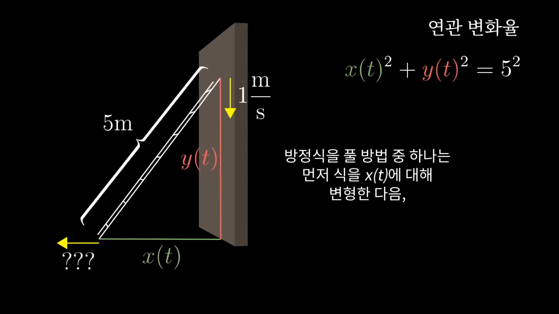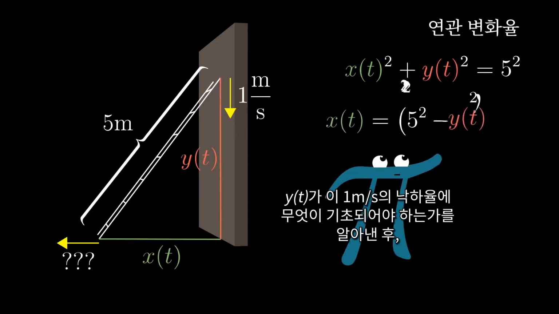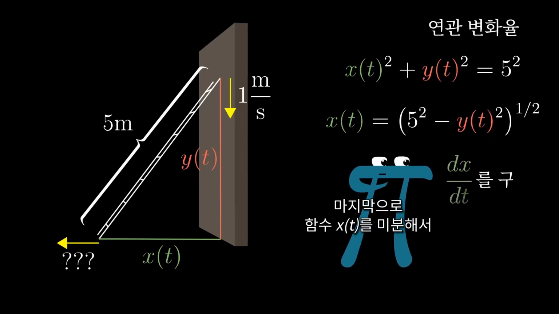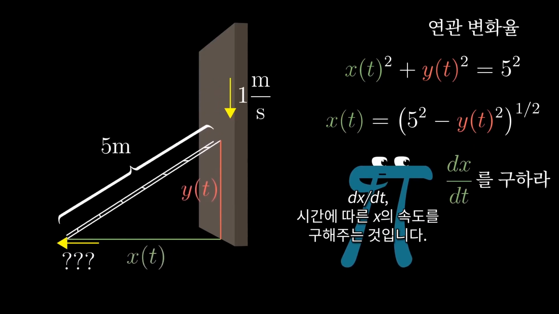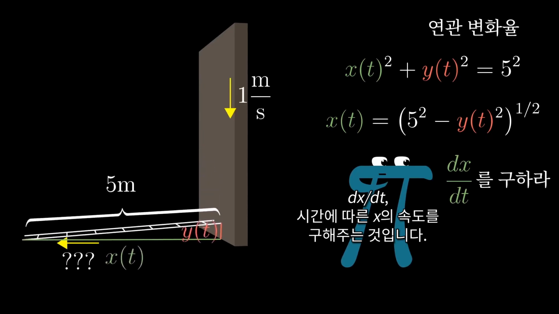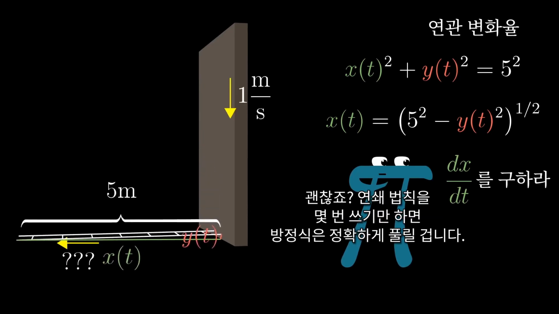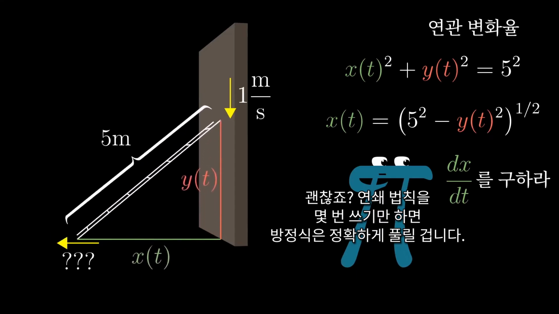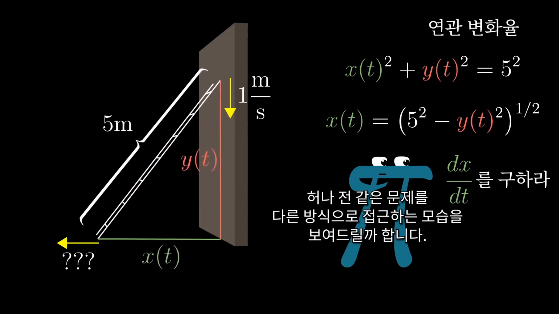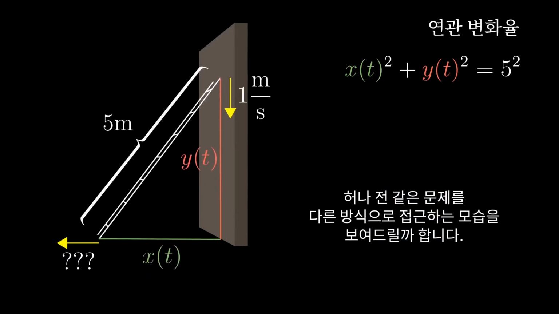Now, one way that you could solve this would be to isolate x of t, and then you figure out what y of t has to be based on that 1 meter per second drop rate, and you could take the derivative of the resulting function, dx dt, the rate at which x is changing with respect to time. And that's fine. It involves a couple layers of using the chain rule, and it'll definitely work for you. But I want to show a different way that you can think about the same problem.